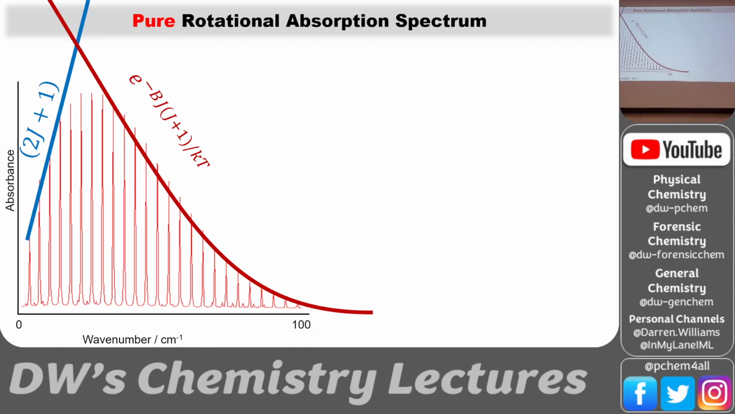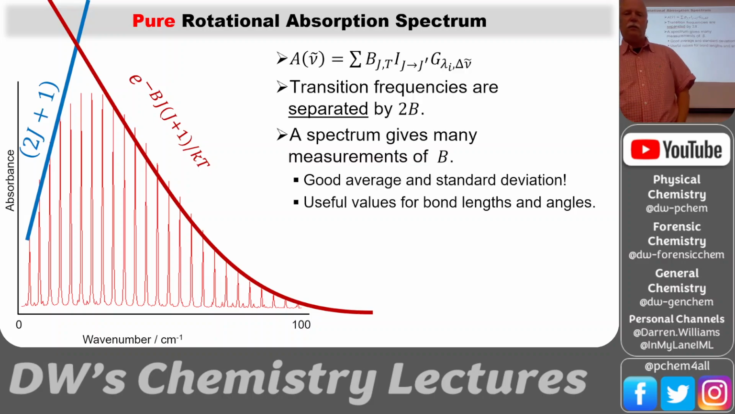Remember, this one was at 2B. The next one was at 4B. So from this spot, that's at 4B. The next one was at 6. So from 0, it's 6B over, and then 8, and then 10, and 12. Okay. But notice the difference between these lines is 2B. So in between each line is 2 times the rotational constant. So those transition frequencies are separated by 2 times the rotational constant. And so we get lots of measurements of the rotational constant, which means we have good statistics on the distances or sizes of the atoms, or the bond lengths and angles in the structure of the molecule.